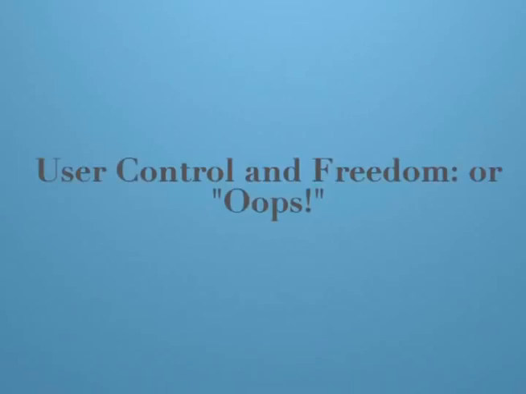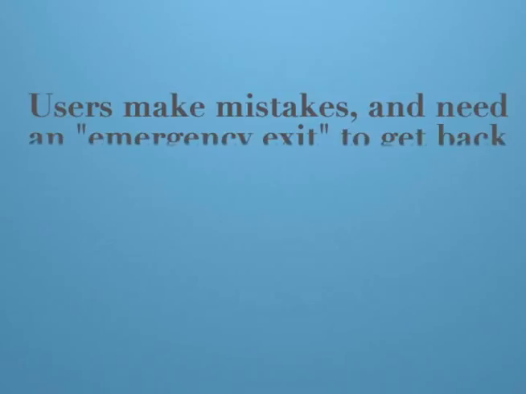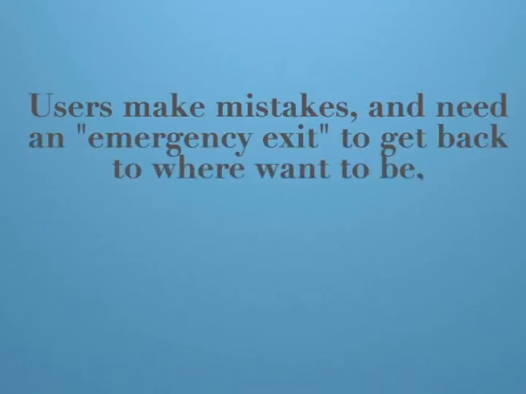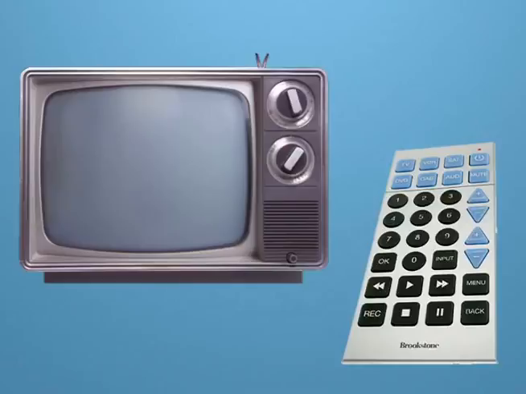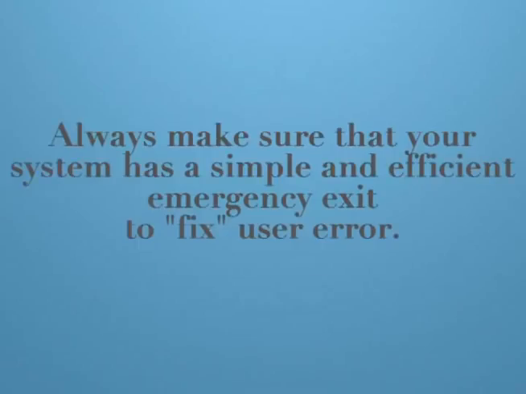User control and freedom, or oops. This principle states that users often make mistakes and that they will need a clearly marked emergency exit to get back to where they really want to be as fast and as simply as possible. If we look at your everyday TV set and its remote control, there's always an emergency exit. There is the back to previous channel button, which takes you back to where you were in an instant. Always make sure that your system has a simple and efficient emergency exit to fix user error.